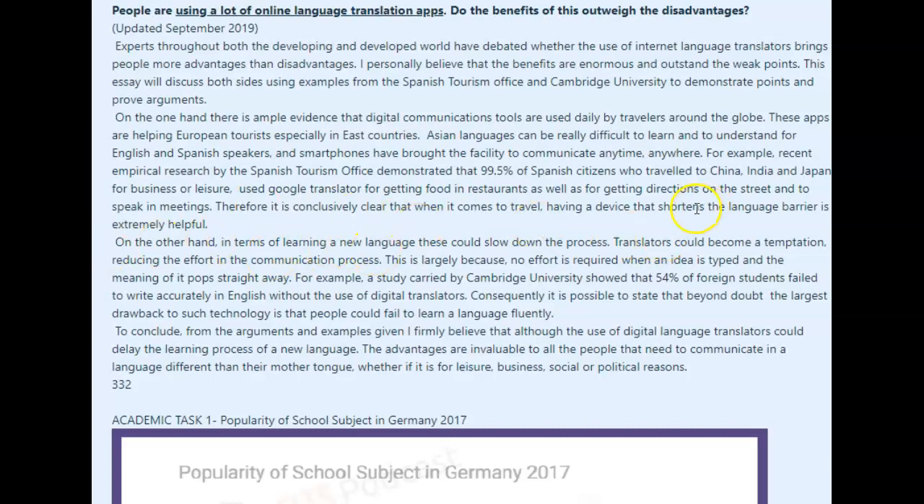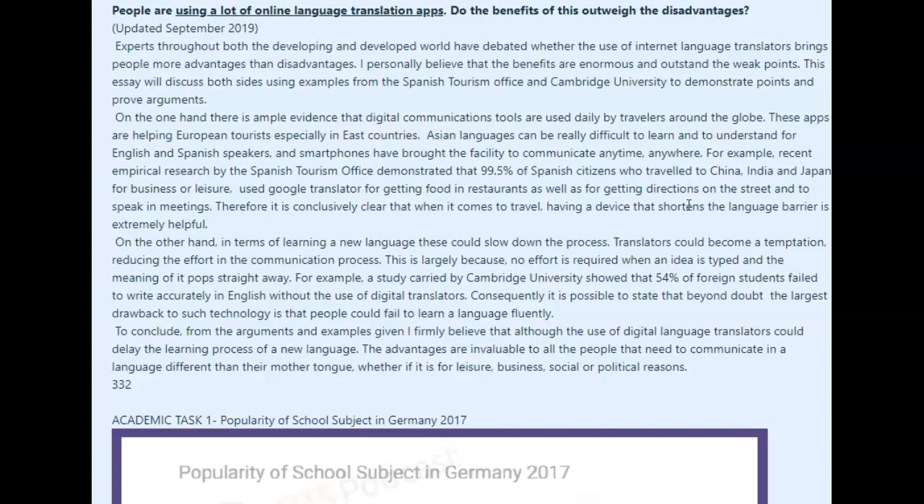You don't really shorten a barrier. Maybe shrink, or maybe you lessen, but I don't know if shorten is the right word here. All right, let's move on. Other than that, it's fine. It's really lovely, Gemma, okay? So let's see what else you wrote.